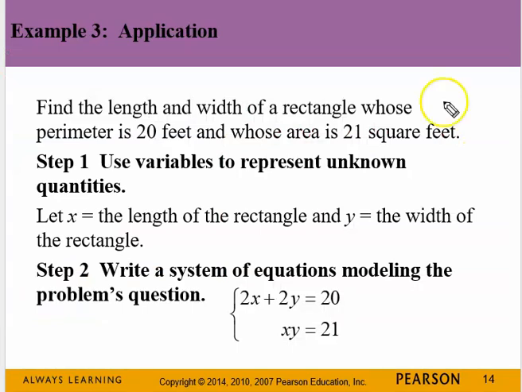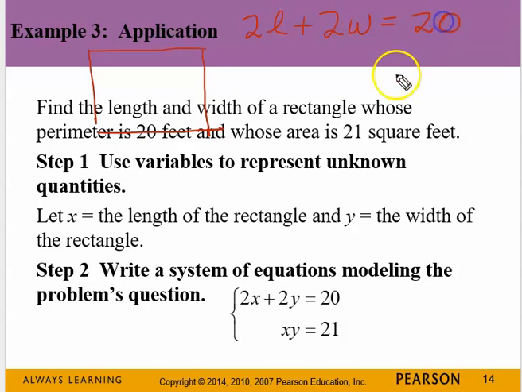Now in example 3, we have an application where we can make a little picture here that the perimeter, which would be 2 lengths plus 2 widths, is equal to 20. That's this equation. And our area is equal to length times width. And our area here, let me erase the area, is 21.